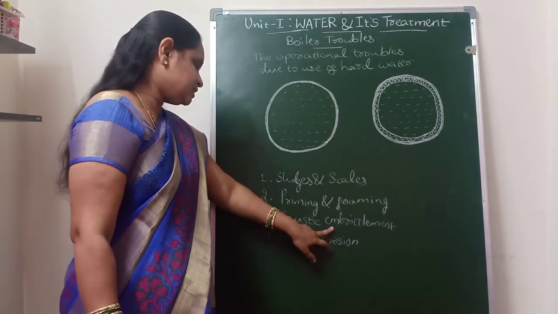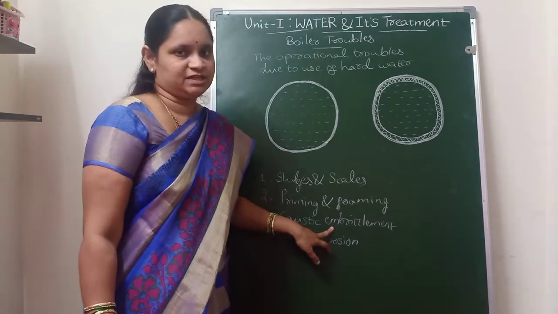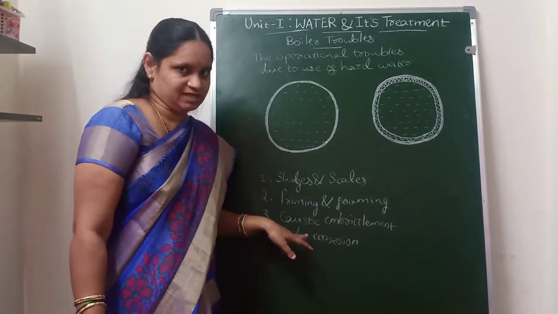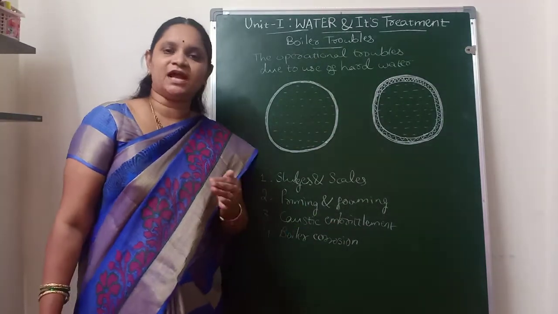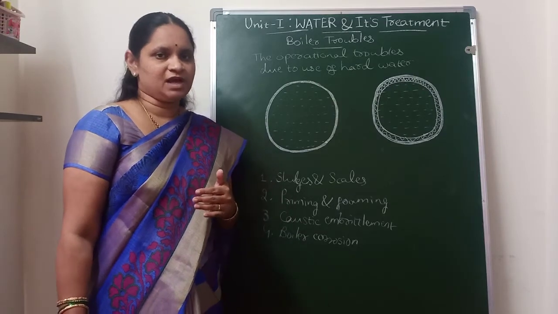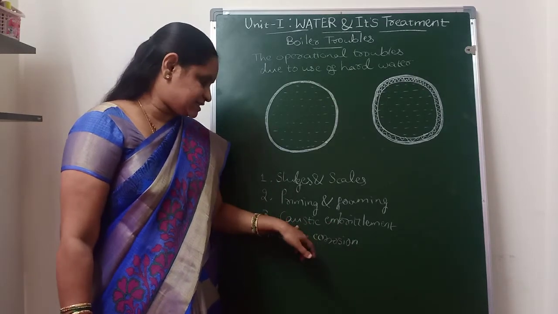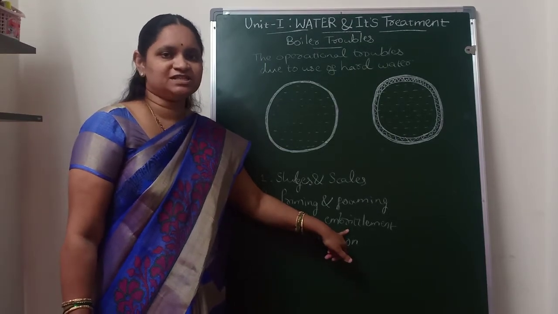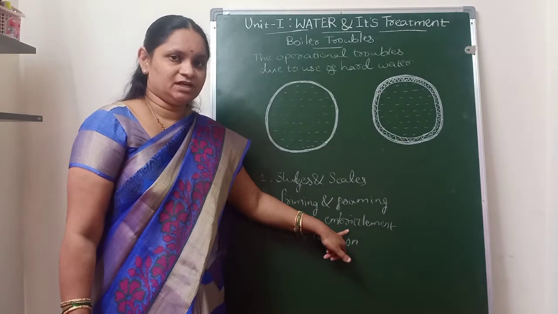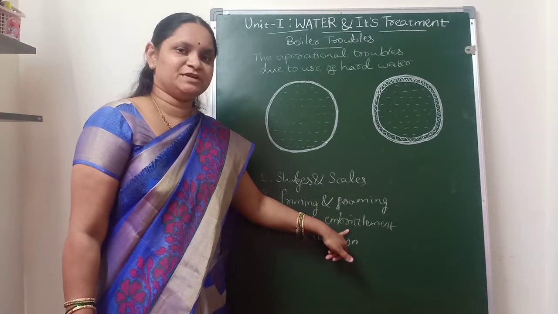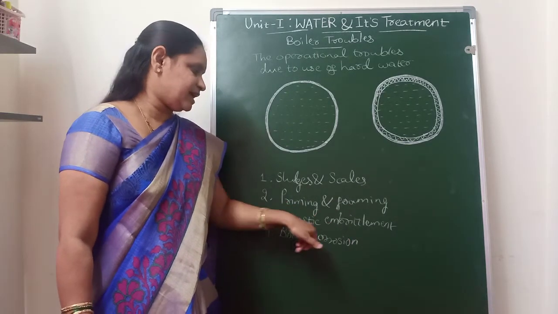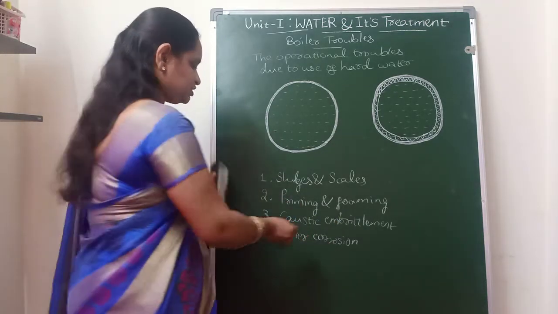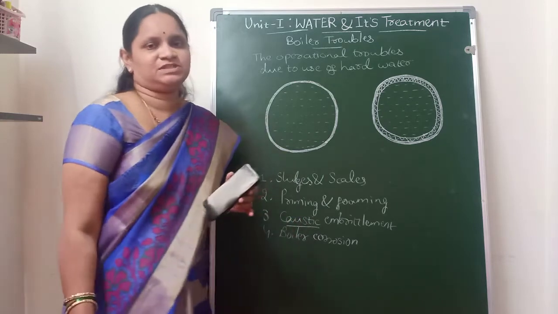Now coming to the third one, that is caustic embrittlement. This is the embrittlement of the boiler material. Boilers are generally made with iron or some other alloys of iron. Because of the caustic substances, the boiler material becomes brittle in nature, meaning weak in nature. That will lead to the failure of the boiler material, and that is known as caustic embrittlement. It is the embrittlement of the boiler material due to the deposition of caustic substances.